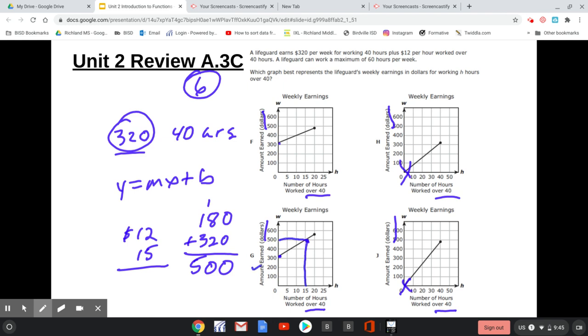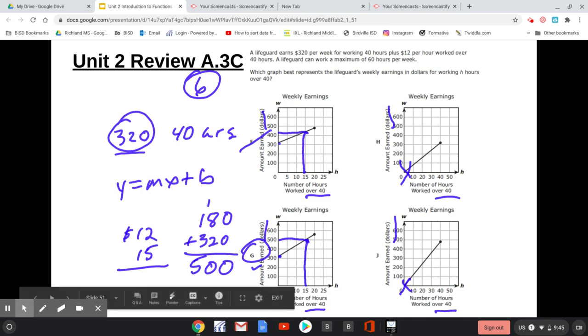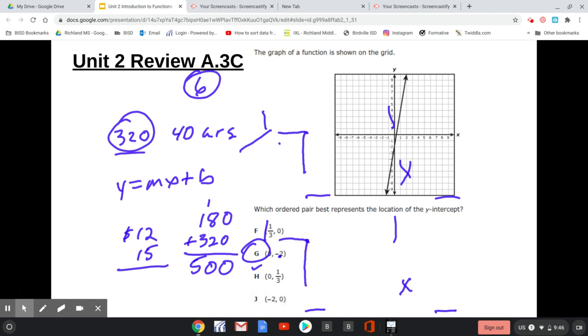I like this one. Here, if he worked 15 hours, it does not equal 500, so that's not going to work. The answer is G. That involved quite a bit of math, but we figured it out. Okay, let's look at the next one.